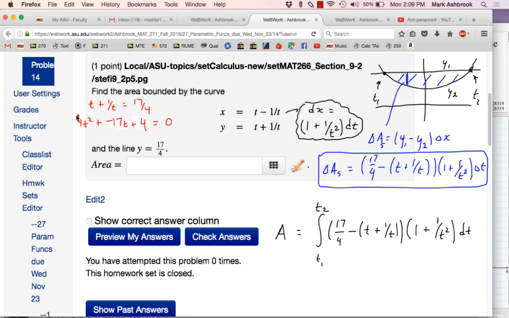Okay, and so then we would need, it doesn't look like that factors, so we need the quadratic formula. Does it? Maybe it does. Yeah, that does factor. So we need 4t and 4, and 1. And it looks like 4 here, 1 here, minus 17. So it does factor.